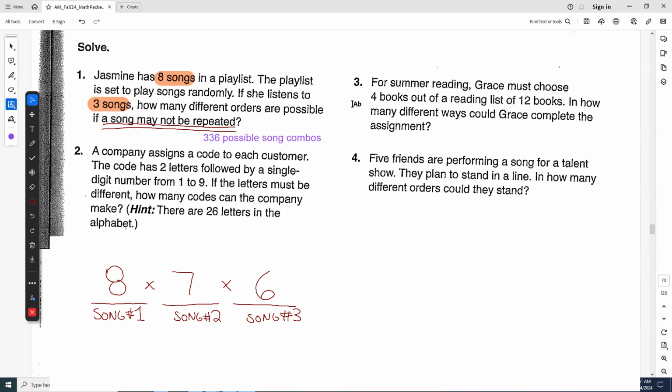Okay. So does that make sense? So you kind of have to map out your situation and then figure out how many choices do I have here? Does that affect how many choices I have here? And that's where we have to decide yes or no. Okay. And that's where you have to, unfortunately, read carefully. So if it could repeat, then you'd have to do 8, 8, 8.